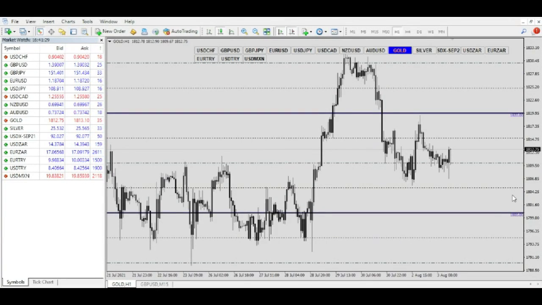How to profit from swap, how to make money with carry trades, how to make money with rollover.